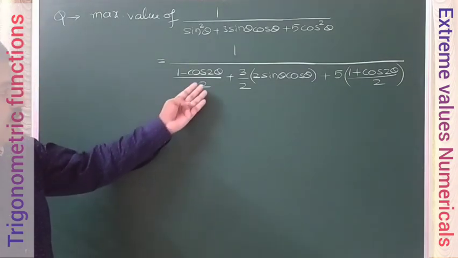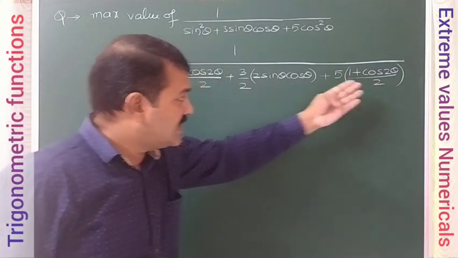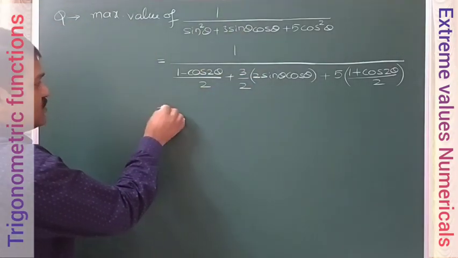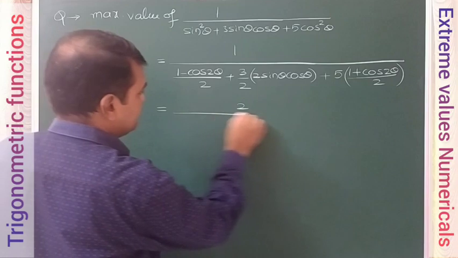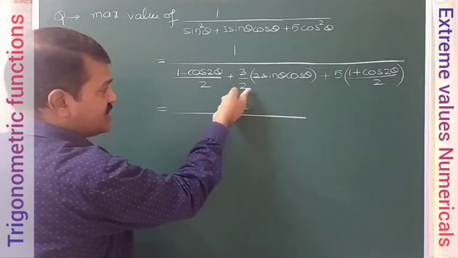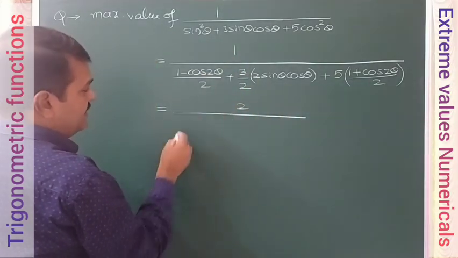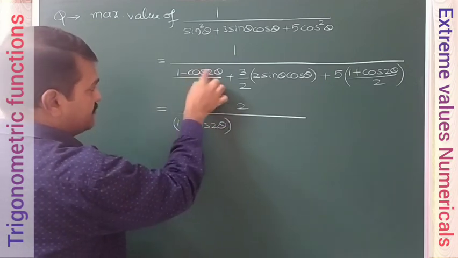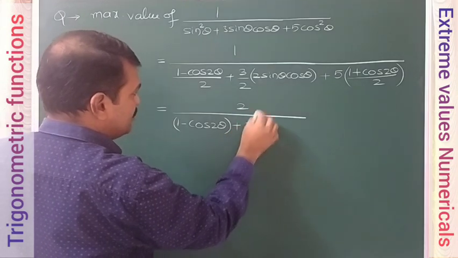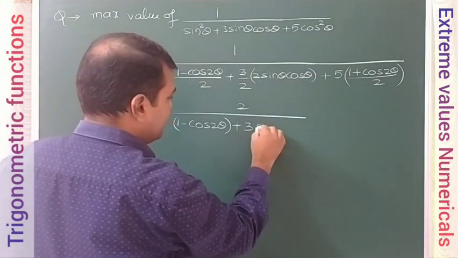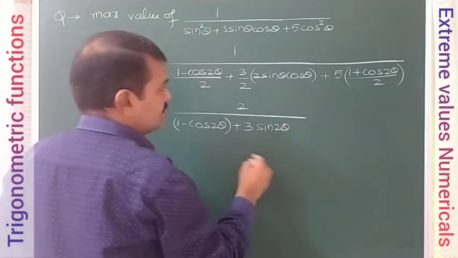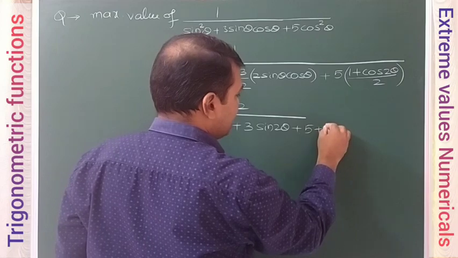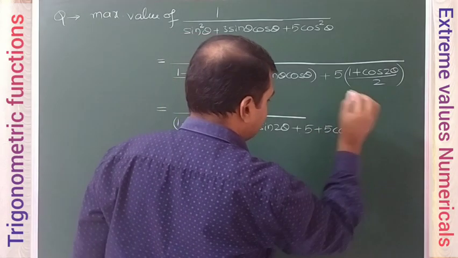So denominator 2 will be common here. That common denominator 2, I am shifting to the numerator. So therefore 2 by (1 minus cos 2 theta) plus 3 into 2 sin theta cos theta, which means sin 2 theta, plus 5 into this part. So 5 plus 5 cos 2 theta.